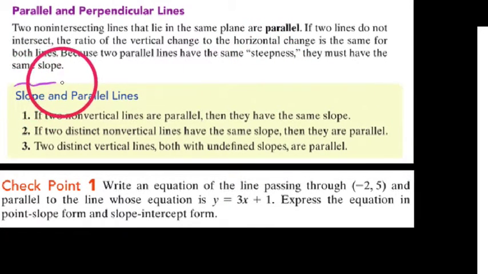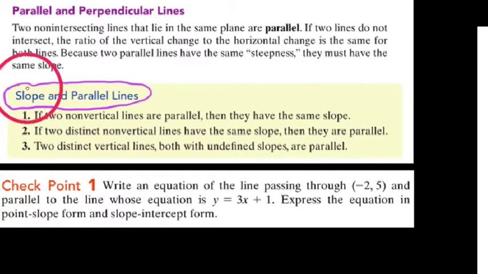So the very first thing we want to admit here is this: two non-vertical lines have the same slope if they're parallel. So if two non-vertical lines are parallel, then they have the same slope. And also this: if two distinct non-vertical lines have the same slope, then they are parallel. This works both ways. Now, the one exception here is this: when we discuss slope, two distinct vertical lines, that is, two lines that aren't the same vertical line, both have undefined slopes, and they're parallel. So you can kind of say that they have the same slope, even though that slope has no value. It's just undefined.